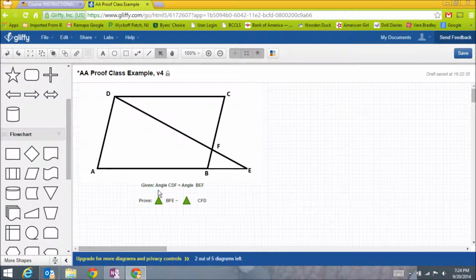So now let's start by looking at the given information before we even start to write our proof. Our given information says that angle CDF is congruent or equal to angle BEF. To show that these two angles are congruent, I'm going to mark them congruent by putting a little star shape in each one of those corners. So I'm going to put it in corner D right here. And I'm going to put it in corner E.